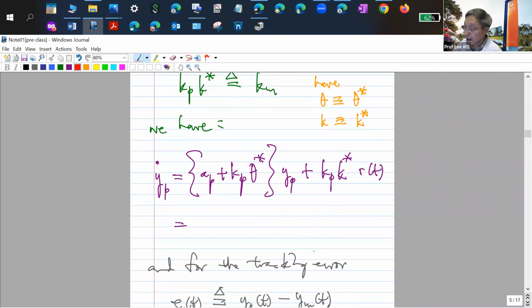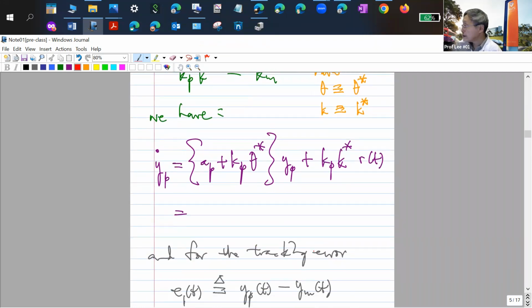All right, and then if I go on further and simplify it, this will exactly get me, as I said, AM yp plus km r of t. I'm not doing adaptive control yet. I'm just motivating the problem.